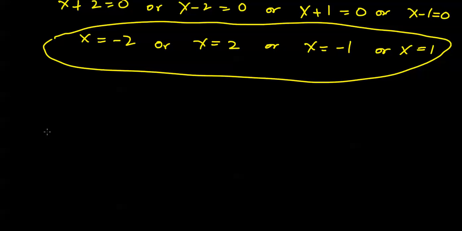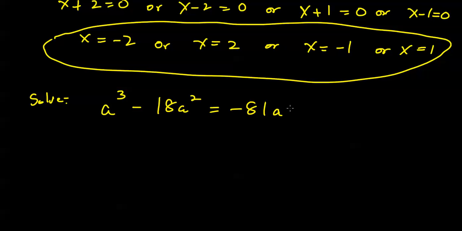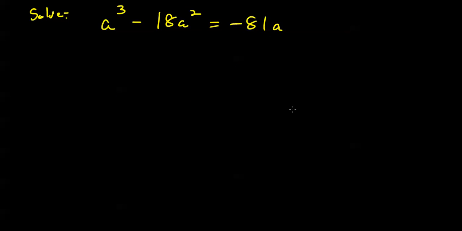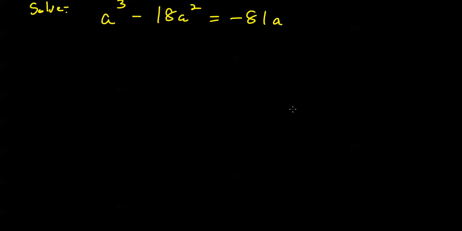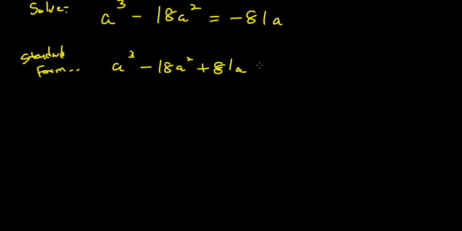Let's see. 2 more I believe I got on the list. Solve a cubed minus 18a squared equals negative 81a. It's a degree 3 polynomial equation. Alright, first step, get it in standard form, because I'm going to look to factor this. Alright, so let me arrange the terms in decreasing degree. I will add 81a to both sides, and I get this resulting degree 3 polynomial equation.